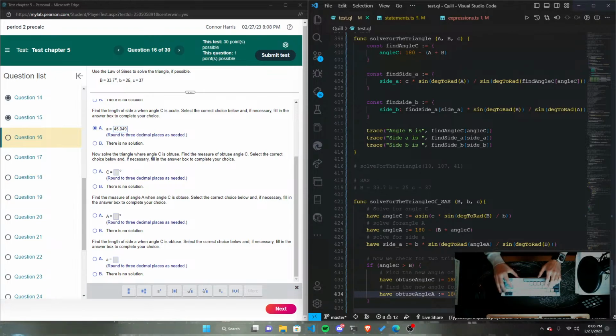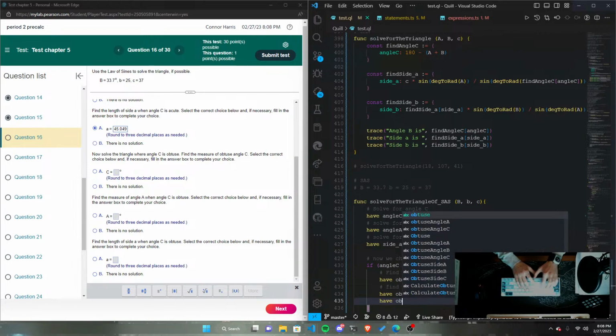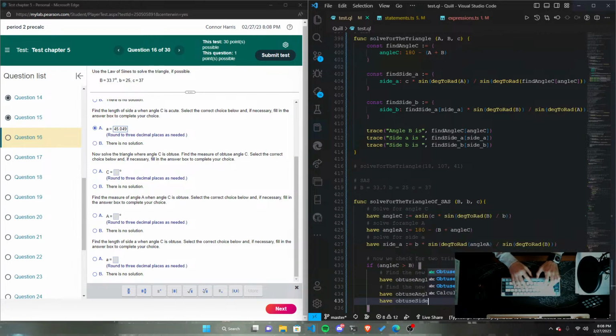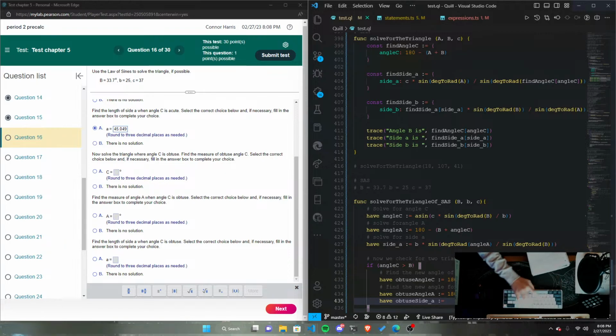So now we need to solve for the new side A. Have obtuse side underscore A be equal to, I check my notes, right? Alright, so we have the logic. Let's actually solve the given problem, that would be a good idea, if I can find the right page.